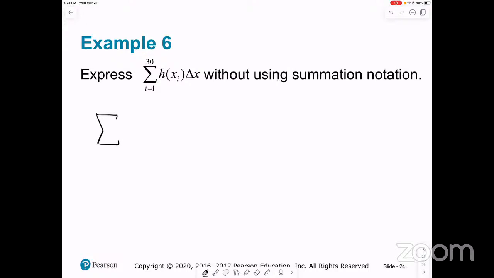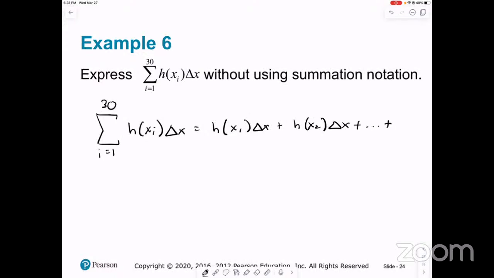Okay. So we're starting with the sum as i goes from 1 to 30 of h of x_i delta x, right? We want to express this without using summation notation. So we're going to write the first few. When i is 1, h of x sub 1 delta x plus h of x sub 2 delta x. And you continue the pattern until you get to h of x sub 30 delta x, right? I'm out of space. Just shrink it down just a little bit.